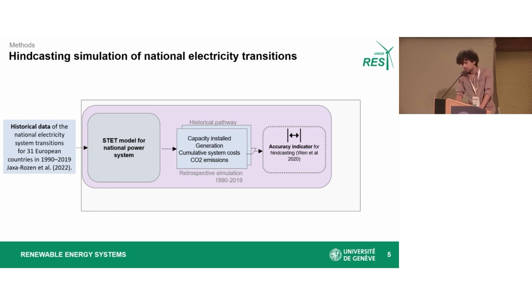And we use an input historical data set that we built of national electricity systems, such as cost, technical potential, or electricity demand. Then our model calculates for every year the installed capacity and the generation for each technology, cumulative system cost as well, and the CO2 emissions. And finally, we compare our outputs with values from historical pathways using relevant accuracy indicators for hindcasting.